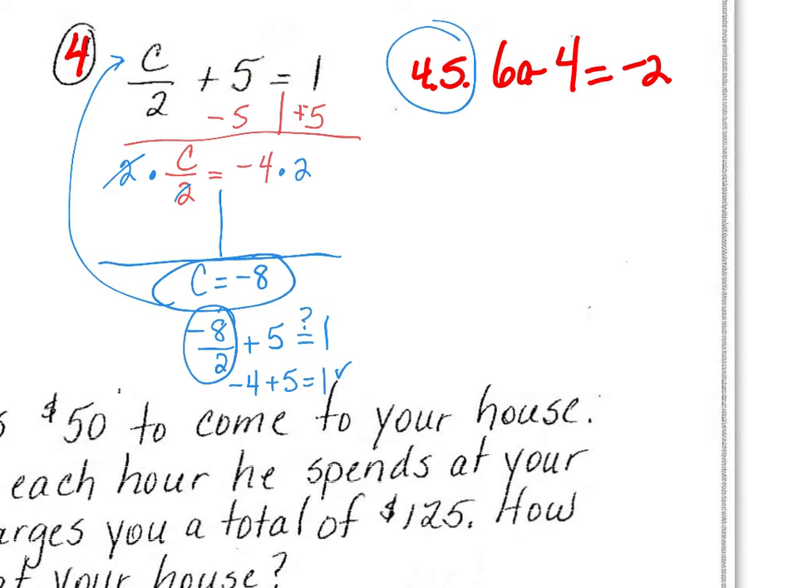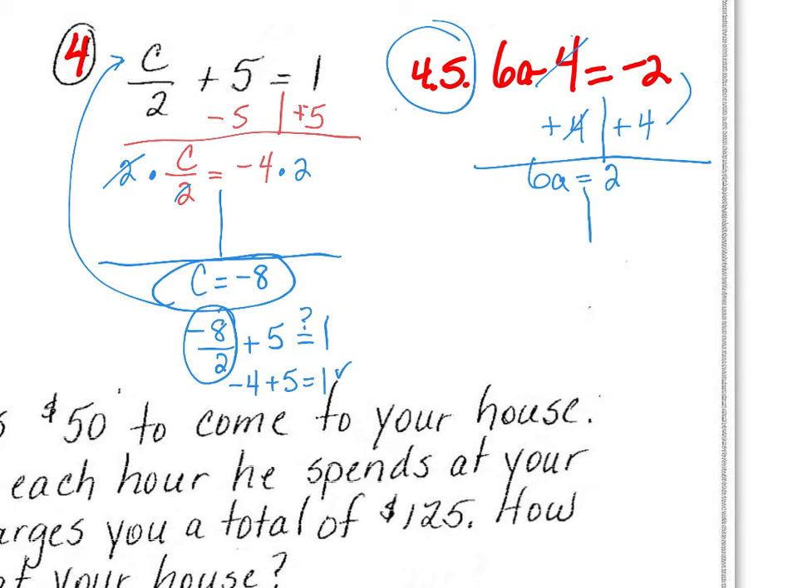So what do I start doing to solve this? Can I combine 6a minus 4? No. What do I do first, Bailey? Add 4 to both sides. That leaves me with, those cancel, 6a equals, what's negative 2 plus 4, Bailey? Did you get 2? 2, right? That's okay. Negative 2 plus 4 is 2, isn't it?